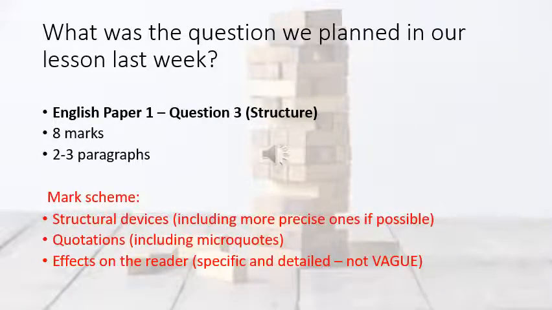So last week we reviewed how to respond to the structure question. In this feedback lesson, we will be revisiting the key structural devices used by the author in The Beekeeper of Aleppo, the mark scheme for question 3 on English Language Paper 1, which is the structure question. We will also go over some sample answers.